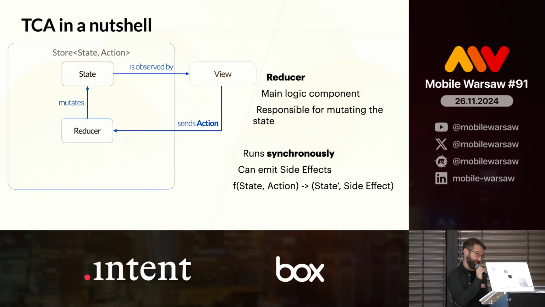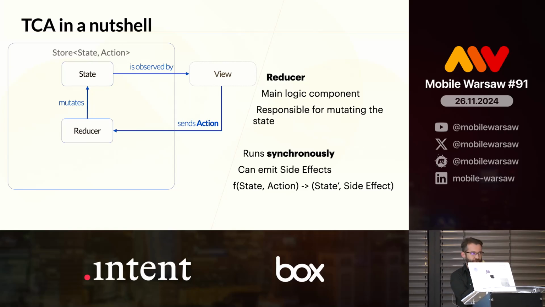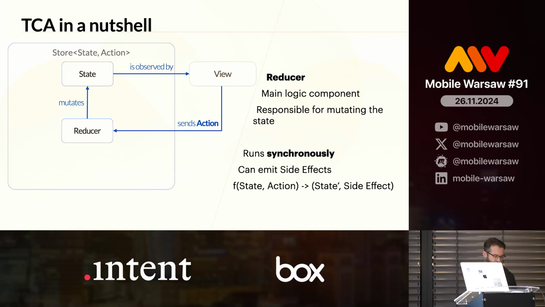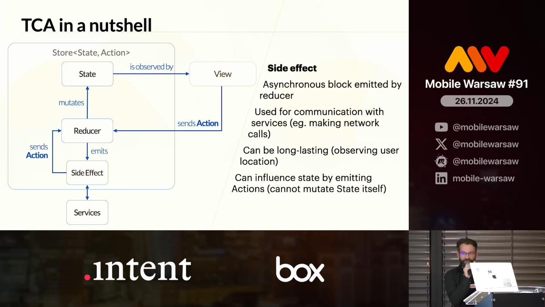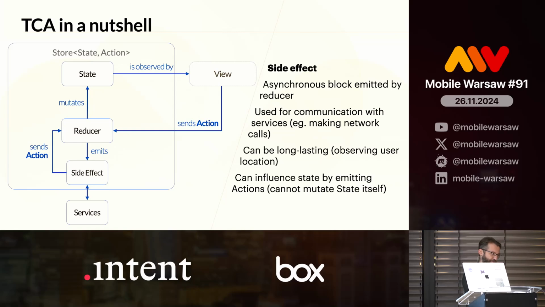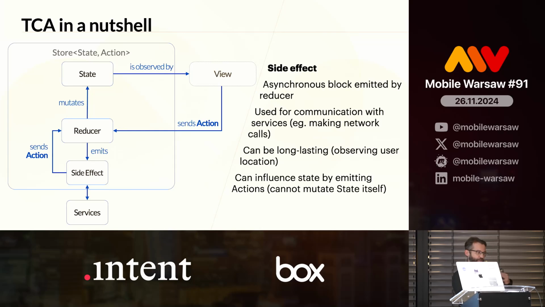But well, the world isn't synchronous at all. We need to make network requests, access databases. We definitely don't want to block the UI thread for this. So this introduces the concept of side effect. Besides mutating the state, the reducer can emit a side effect. And a side effect is actually some asynchronous action that will be run sometime by the store. This is actually a block of code, which is also asynchronous. It could do anything, like communicate with the lower layers, make network requests, access some data, or start observing user location. So this means that a side effect can also be long-lasting, potentially to the lifetime of the store.